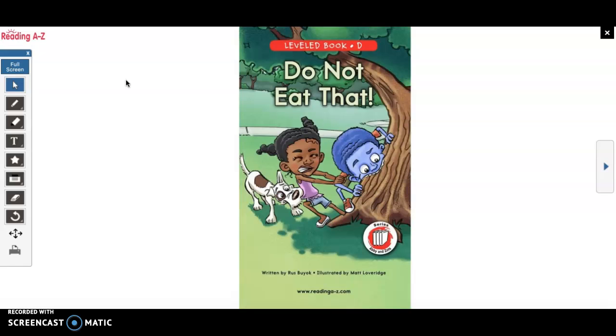So first we're going to look at the cover of our book like we always do, read the title. So we have Do Not Eat That. What is on the end? Is it a period, question mark, or an exclamation point? It is an exclamation point. So would we read it, do not eat that? Or would we read it like, do not eat that! Like we were very excited or upset or angry about something.